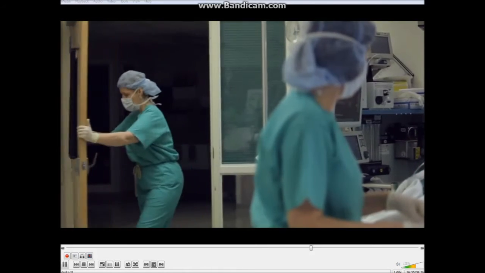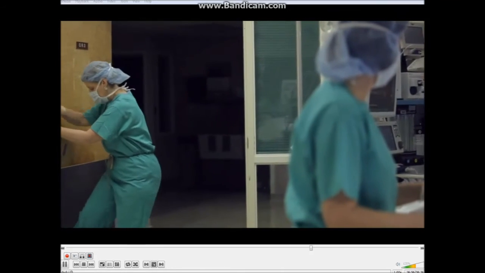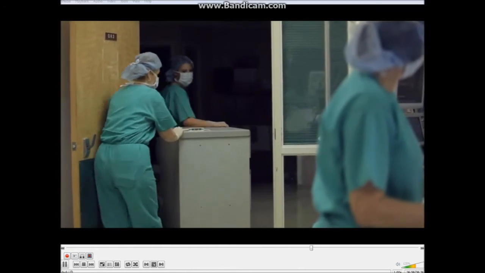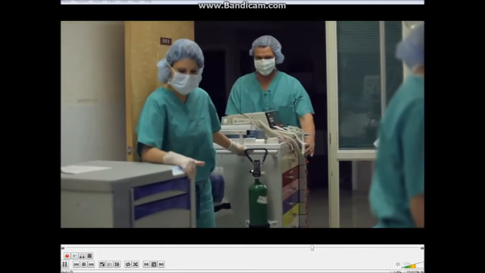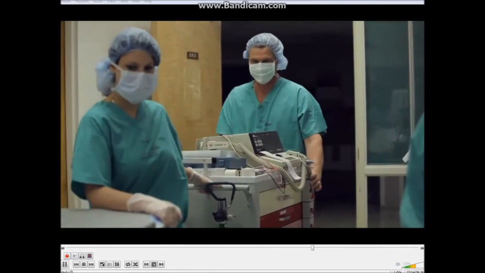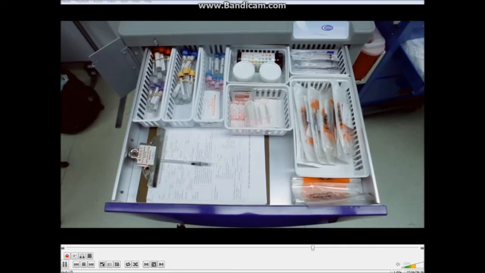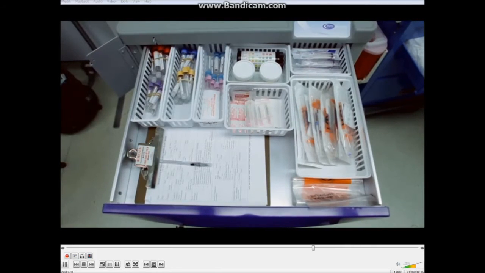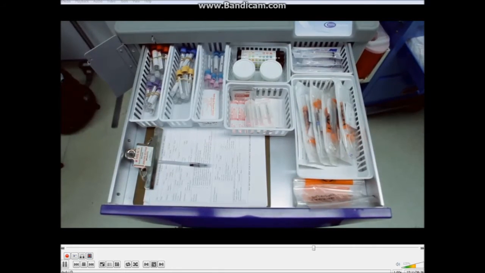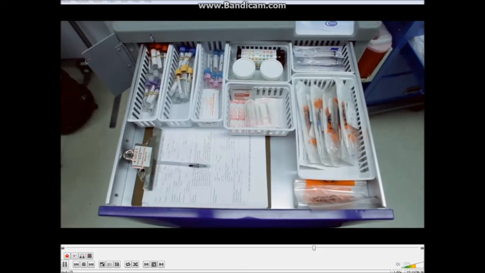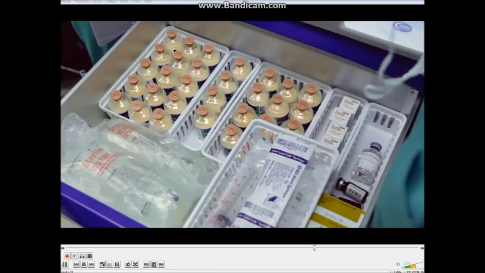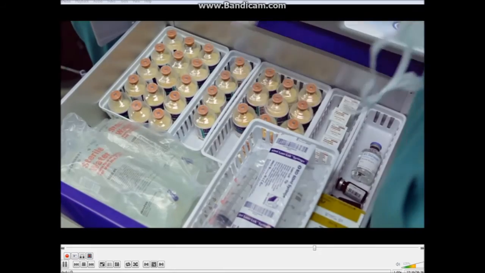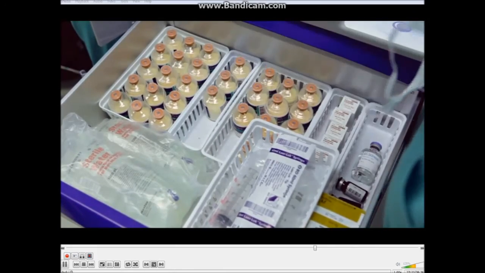As you've seen, the MH cart is essential to the successful management of an MH crisis. It includes 4 separate drawers, each dedicated to a separate function. The first drawer contains supplies including lab supplies, lines, urine specimen kits, and documentation materials. The second drawer contains 36 vials of Revanto, along with the syringes and other supplies needed to reconstitute and administer the drug.